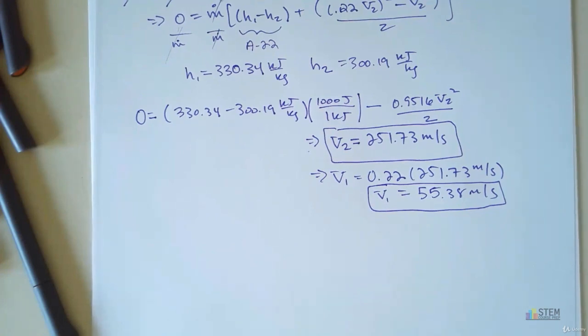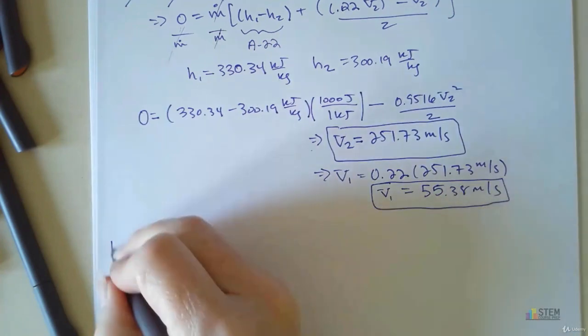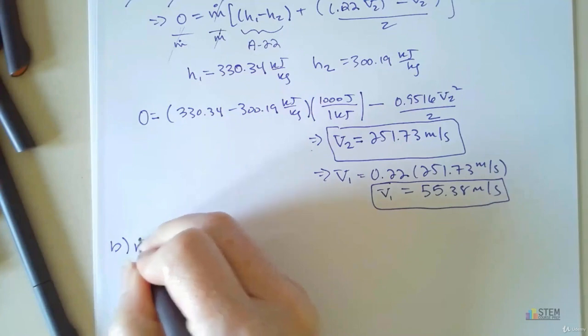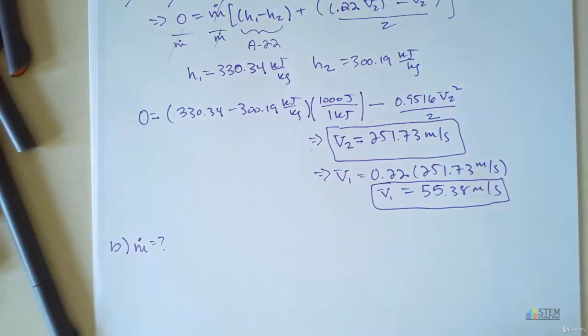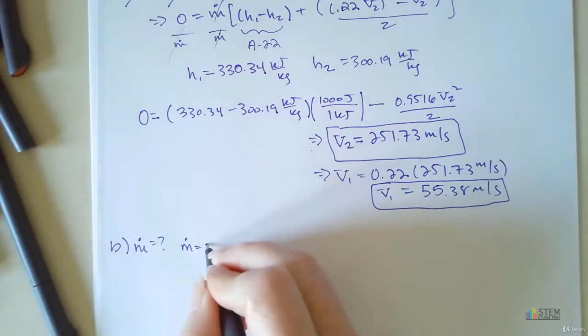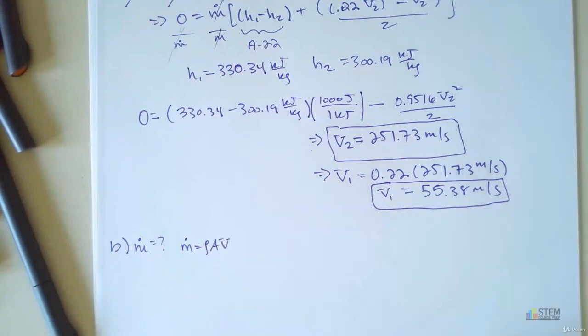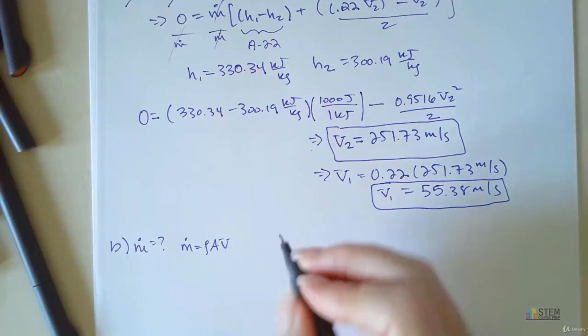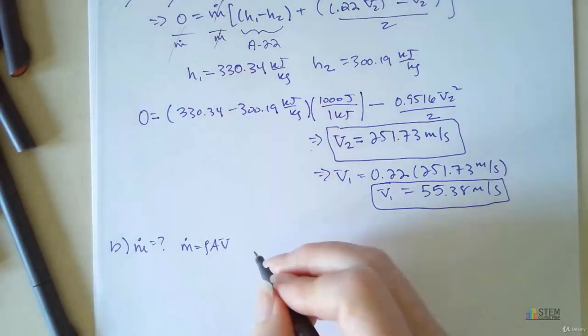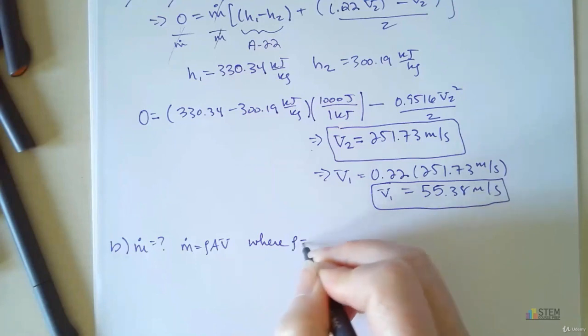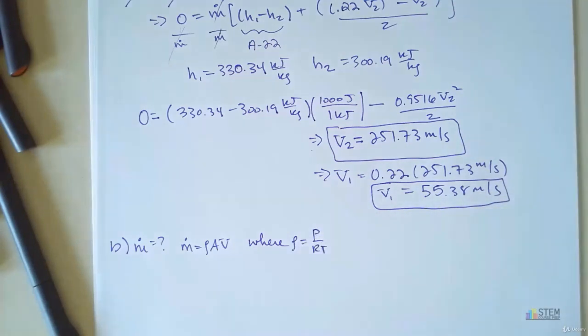So now we've got to go to part B. And this one we want to find mass flow rate. So we're looking for m dot. Let's write down our equation for m dot. Rho A V. Remember, rho we can find using the ideal gas model. So we're going to have pressure over R T. We have a pressure, we have a temperature, we can find R. So that means we can get density.